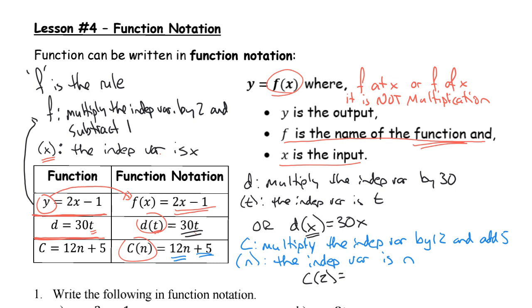The rule hasn't changed. Multiply the independent variable by 12 and add 5. It's just that now, instead of a variable inside there, I put a 2. So the independent variable right here is now 2. So what does that mean?